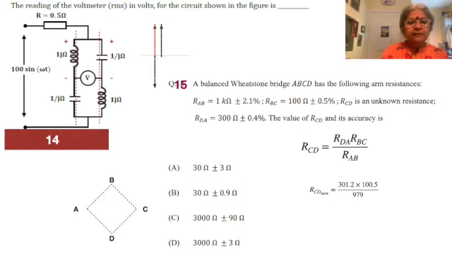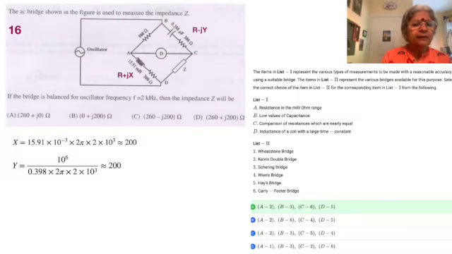With the tolerance, the RDA becomes 301.2 and RBC becomes 100.55. They are the larger values, and on the denominator, you give the smaller possible value, which is going to be 1 kilo ohms minus 2.1 percent of it. Okay, so which is 979. And that gives you 0.9. This is for confirmation's sake.